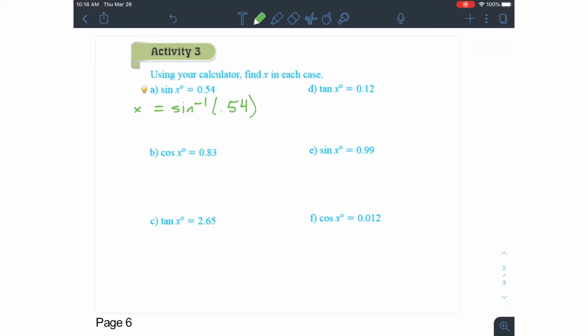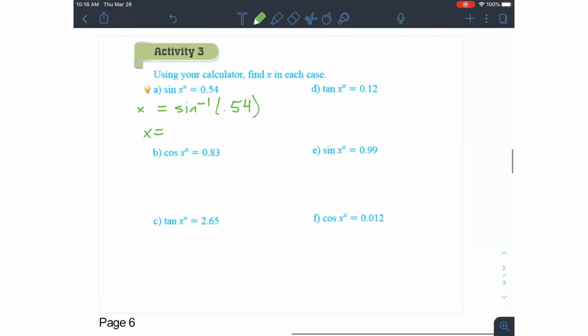Then what you need to do is you have to type that into your calculator. Make sure that you are in degrees, remember that. So your answer is supposed to be 32.68. And that is supposed to be a measure in degrees, so we're going to write it in degrees. Okay, now that I've shown you the first one, I want you to go ahead and solve the rest of them.